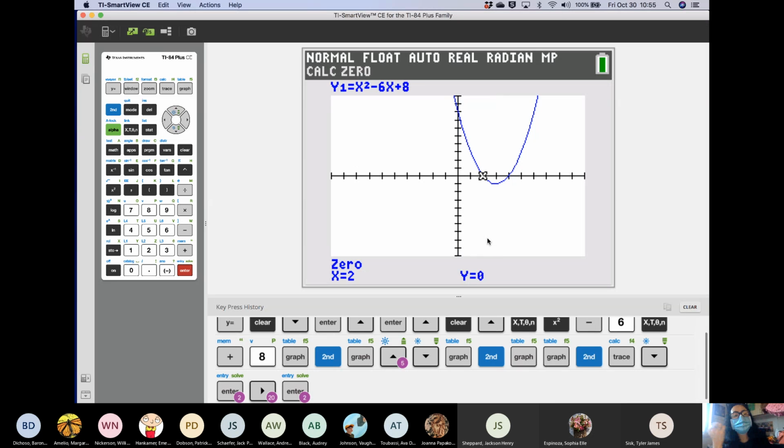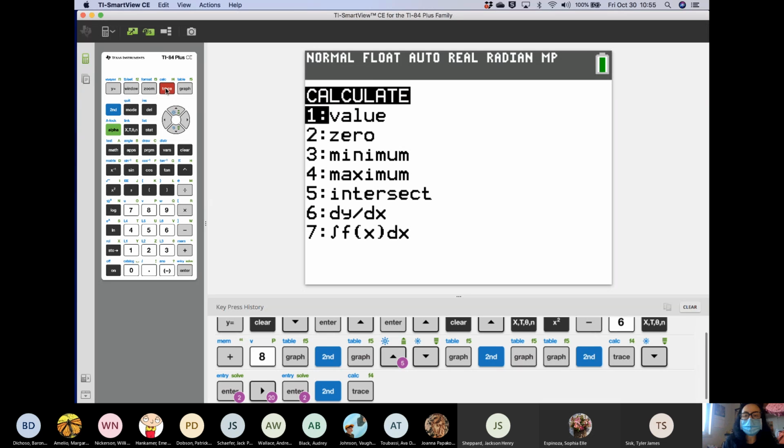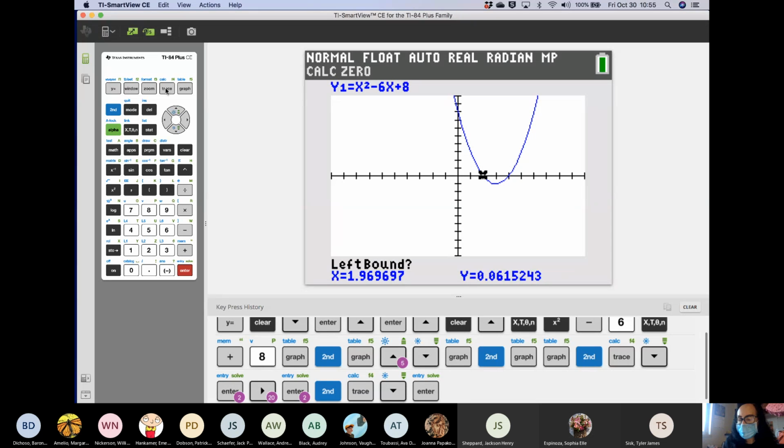Now, where is that more useful than looking at a table? If you don't have integer values, right? Because your table right now is set up to only count x's by integers. We could adjust that too, but let's not talk about that right now. Now, I want to verify that other one. So I'm going to go second trace, which is calc, go back to zero, and I'm going to now set my left bound, and I'm going to go a little bit to the left of that x-intercept. There's my left bound. And then I want to go to the right of that root.